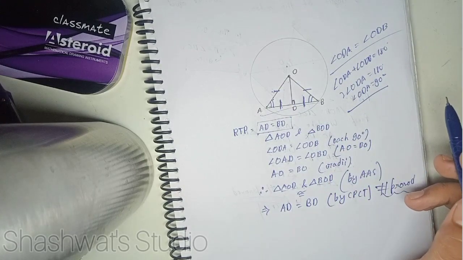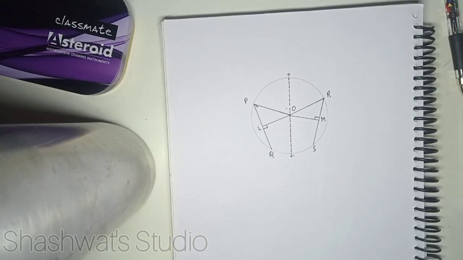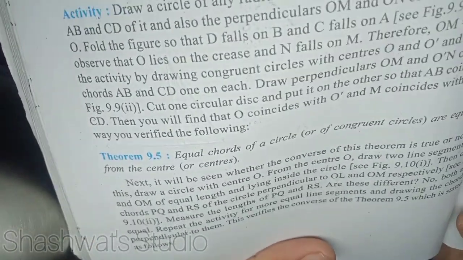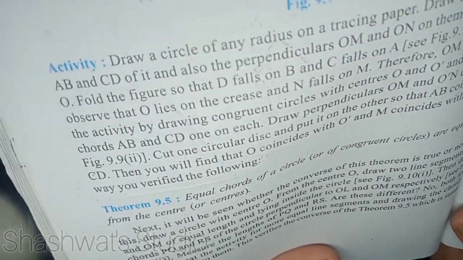So let's move forward to the next theorem. So friends, the next theorem is Theorem 9.5. Let's see what it says. It says that equal chords of a circle are equidistant from the center.